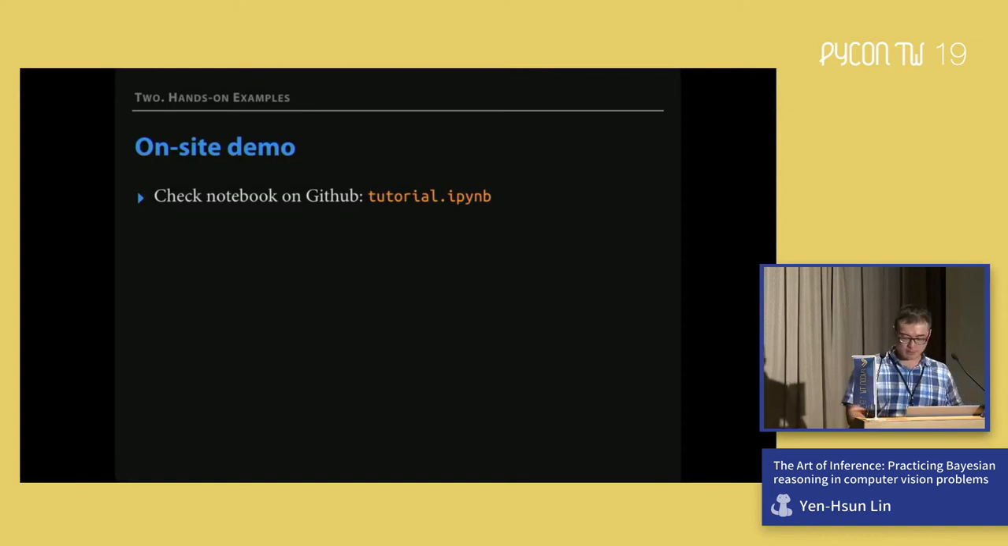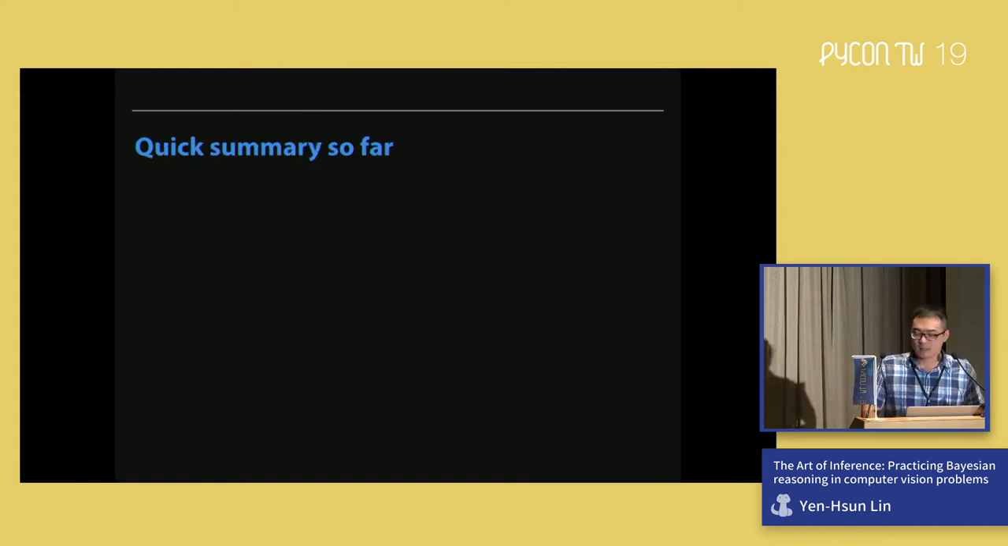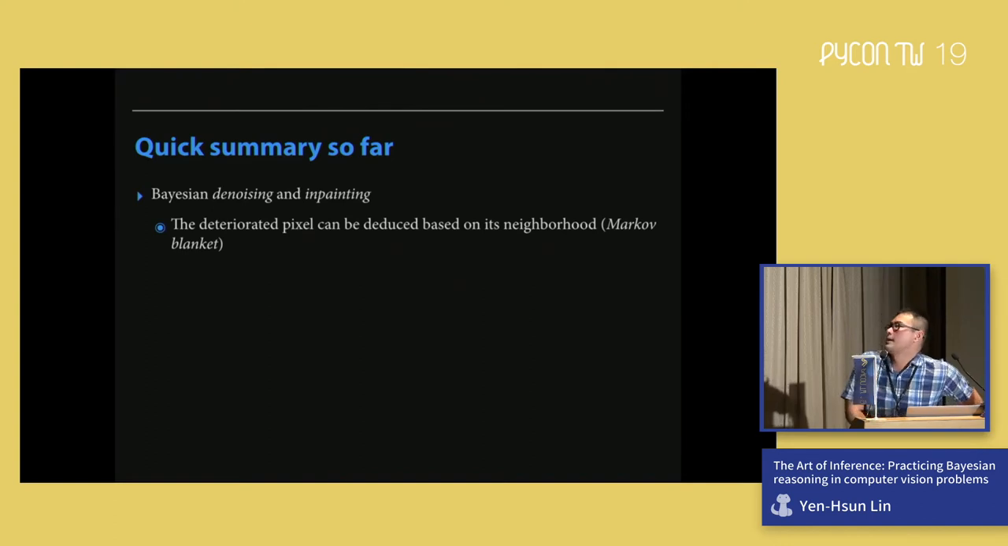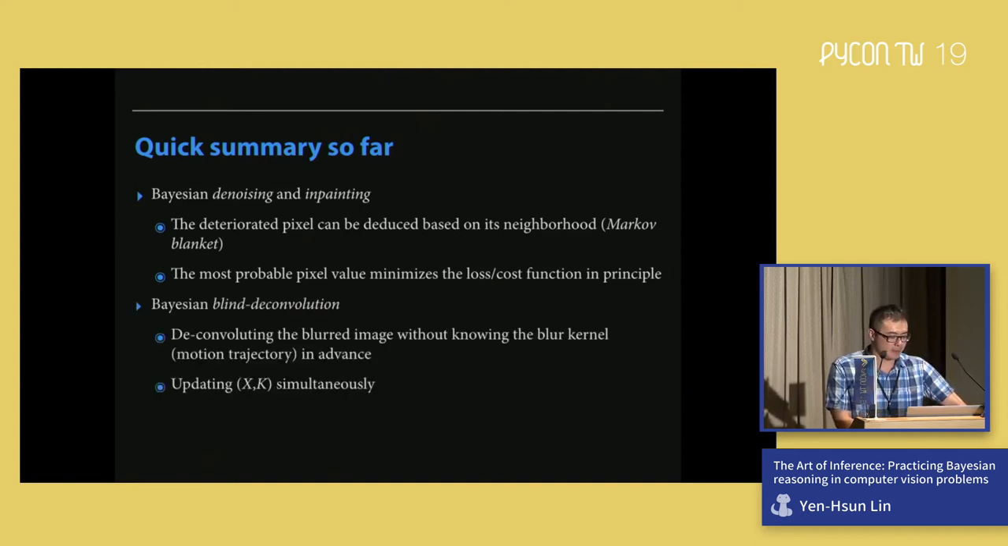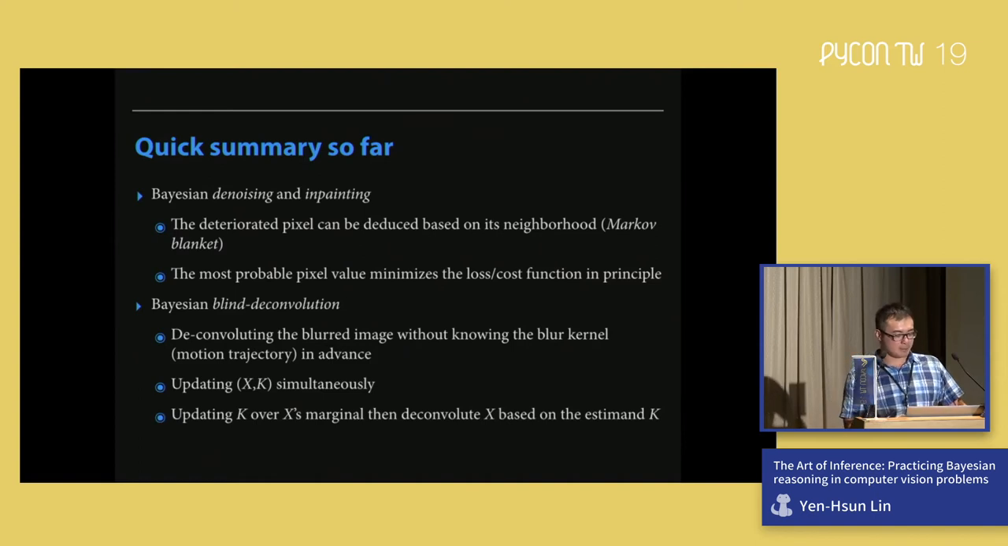So let me get back to my slide. So now I have finished this hands-on example. In this part, I briefly described what Bayesian denoising and inpainting are, as well as blind convolution, and introduced two methods to do that: by simultaneously estimating x and k, or by estimating k through the axis modulation.